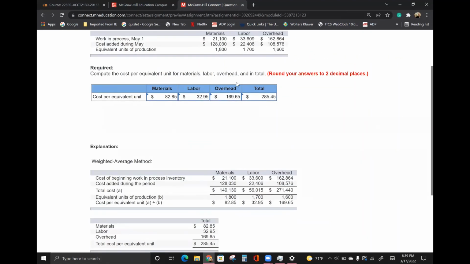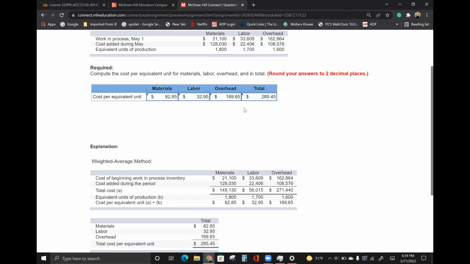All right, so in the beginning, we had materials had a work in process cost of 21,1. So we're adding it down here, okay? 21,1. What did we add to the production? We added 128,030 in material. So we're going to add those together to come up with total materials.